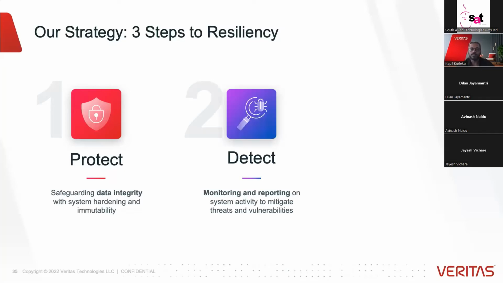The second part is the detect part: monitoring and reporting. Any plan is only as strong as its weakest link. Ransomware loves to target the dark and vulnerable corners of the IT environment. In order to close these potential gaps, visibility is really important. Veritas can help ensure all the systems are protected and anomalous behavior is identified before it becomes a critical situation.